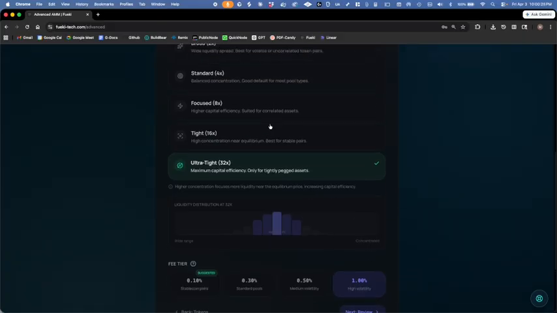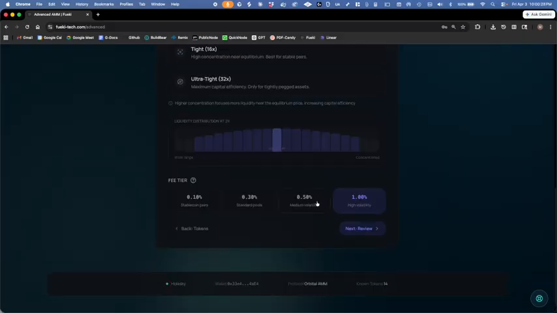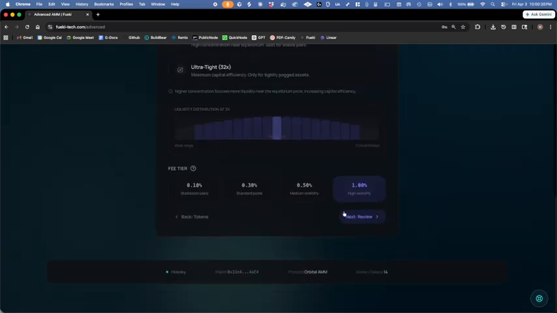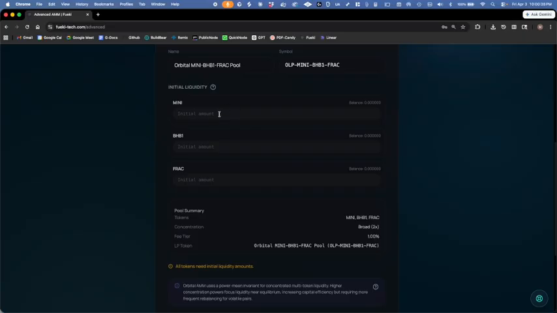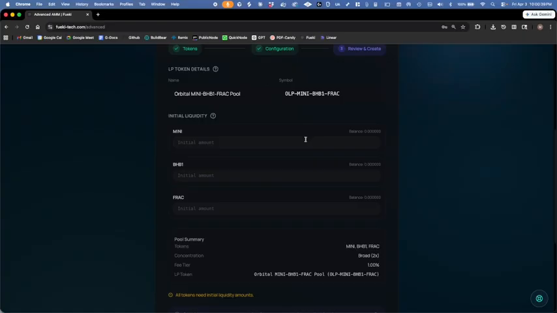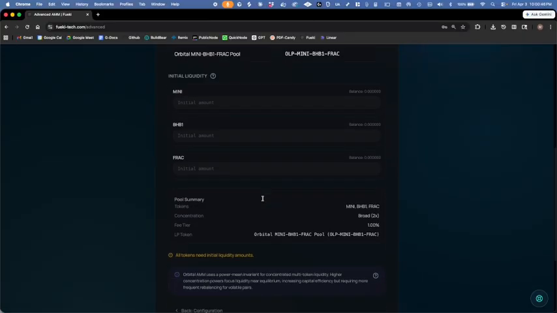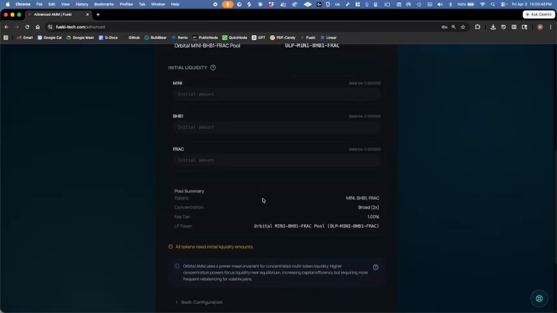So you could choose, for a high volatility, say, a broad concentration pool. That would be how you would configure that, and then you would need to deposit the initial liquidity for this pool, where you would deposit a certain amount of the different assets that you're trying to pull together, and then that would set the initial power mean invariant for how the liquidity is concentrated in this pool.